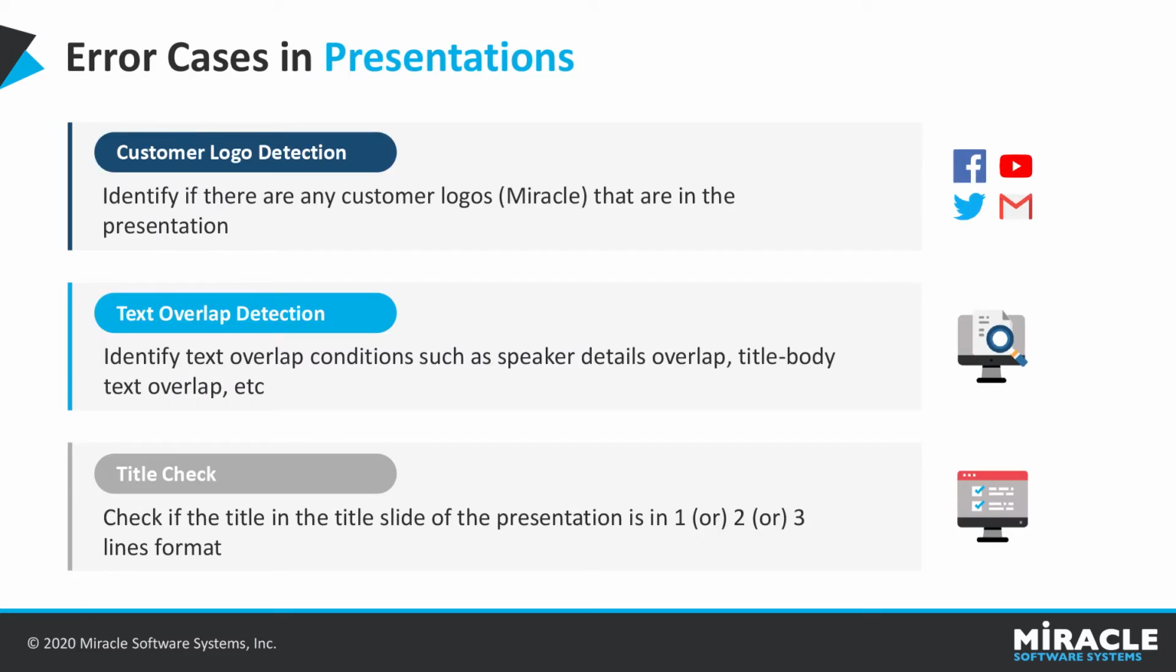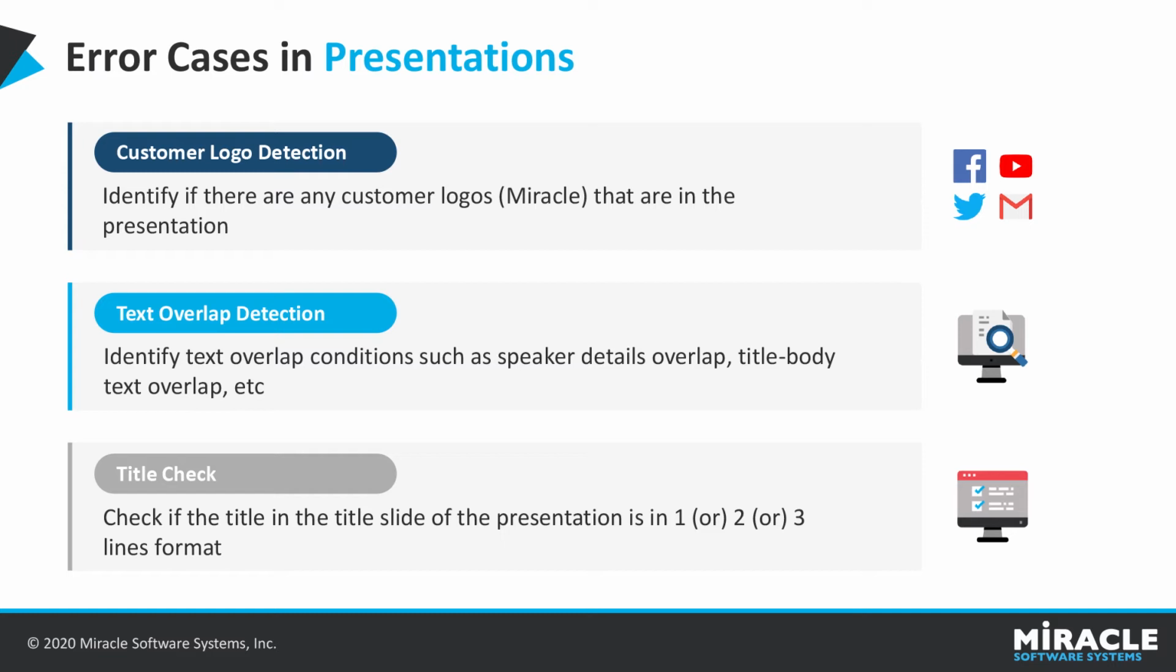Let's discuss the error cases in the presentations. The first one, customer logo detection. It is the company's policy to not disclose any customer names to the public. Also, in some cases, the content team may not be aware of all the customers of the organization, so there are chances that they miss any customer logos in the presentations. So we have trained a model for all the customer logos of our organization. If there are any customer logos included in a presentation, the application should be able to find them and also tell in which slide the customer logo is included.